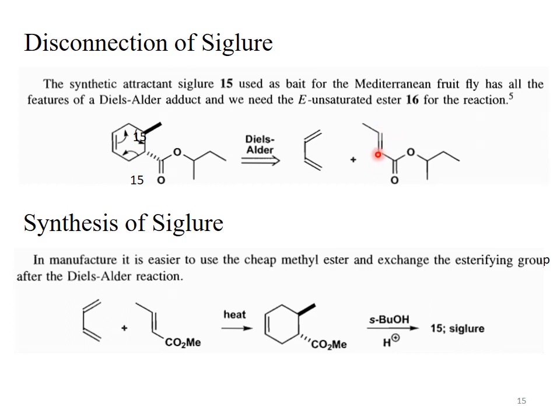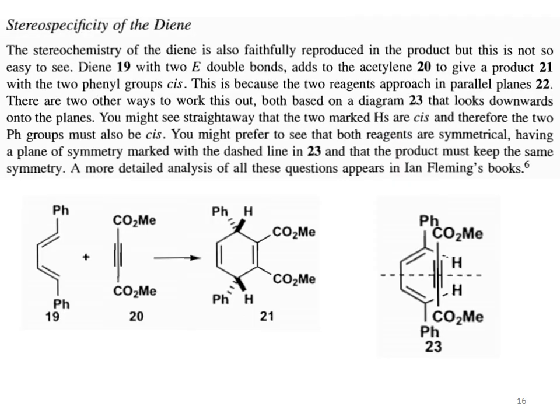So why do we discuss these examples over here? Remember, stereospecificity of the diene. In the previous slides, we have discussed the stereospecificity of the dienophile. The stereochemistry of the dienophile is reproduced in the product. The stereochemistry of the diene is also reproduced in the product, but this is not so easy to see.